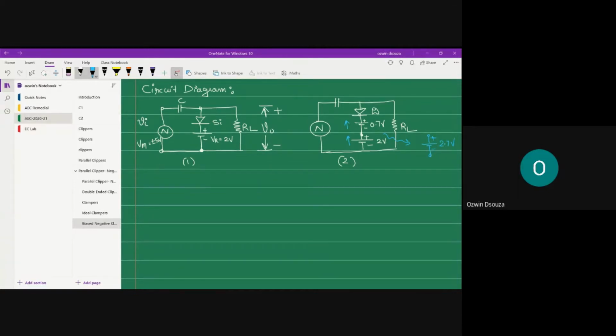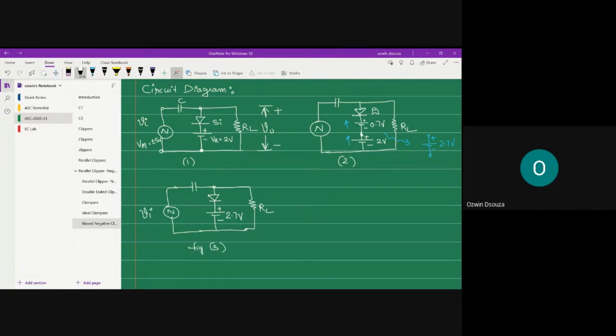So in figure 3, let us draw the practical circuit of the diode clamper. This is your ideal diode and the net DC potential of the circuit. How much is it? 2.7 volts. All right. So this is RL and this is your alternating triangular source. So this is figure 3.